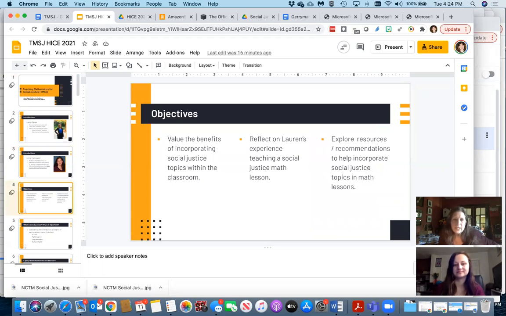So our objectives for the session today are, first of all, we want all of you as teachers to value the benefits of incorporating some social justice topics within the classroom. I know everyone's busy and has many objectives to meet. What's amazing is there are some resources coming up that we'd like you to see and think about, wow, if I were able to take the time to do this, it would have some value. Lauren's going to reflect on her experience teaching a lesson regarding social justice. So you'll be able to reflect on her experience and think about similarities, maybe some modifications that you'd make. And lastly, there are a few, not a lot, but some resource recommendations that we have to share to help you incorporate social justice topics effectively in math lessons.